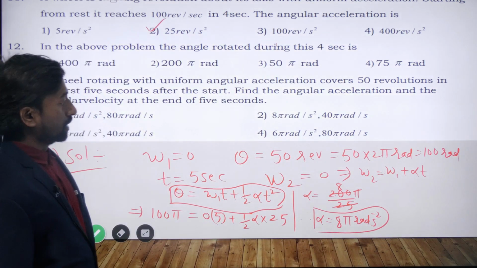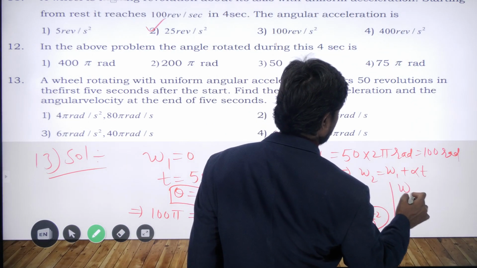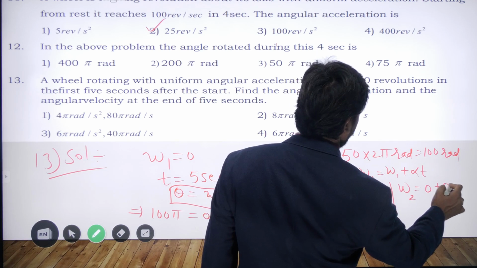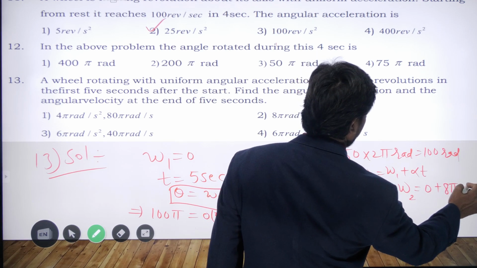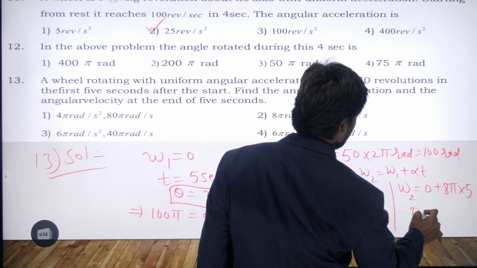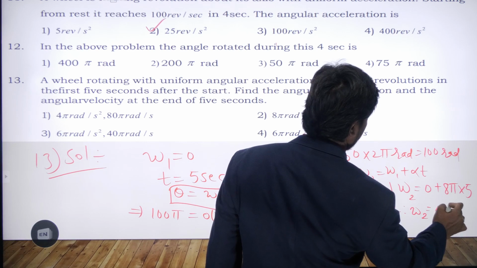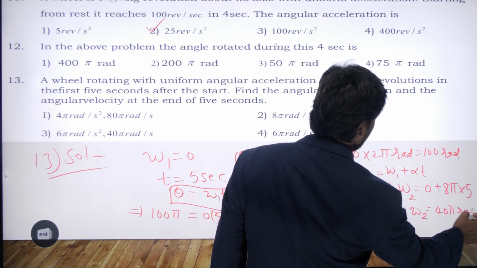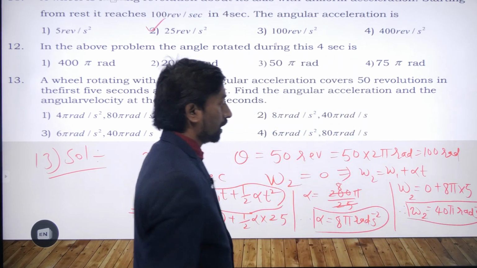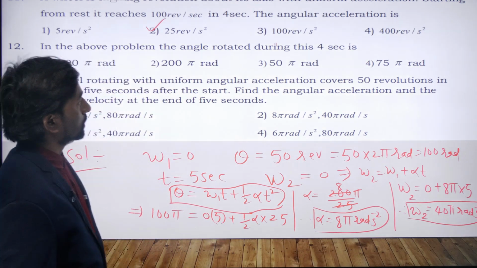And for the angular velocity, substitute here now. Omega 2 is equal to 0 plus 8 pi into 5. So the angular velocity omega 2 is equal to 40 pi radian per second. This is the angular velocity after 5 seconds, and this is the angular acceleration.